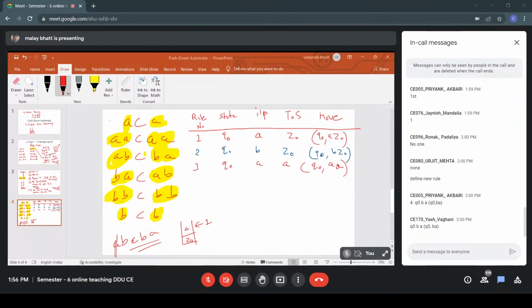Yes, this is what Yash has written. We have to do the same thing, right? So we'll write a rule: Q0, input is B, top of the stack is A, Q0 B A. So I hope you got the point now. That will apply, and it is rule number 4. As per rule number 4, we are pushing B on the stack.